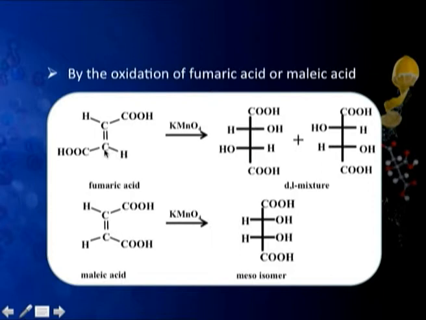And you must have studied in the chemistry of alkenes that the 2 hydroxyls add to these carbons from the same side. So, this is a stereospecific reaction, 2 hydroxyl groups adding on this carbon-carbon double bond from the same side. So, when we start with fumaric acid we end up with a DL mixture, and when we start with maleic acid we get the meso isomer. I think you must be familiar with these isomers of tartaric acid which have been discussed while discussing stereochemistry.